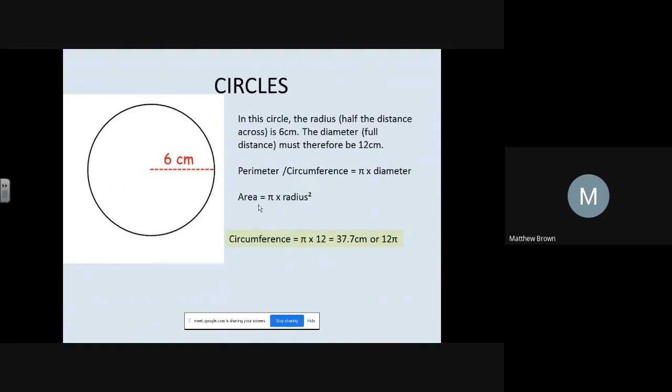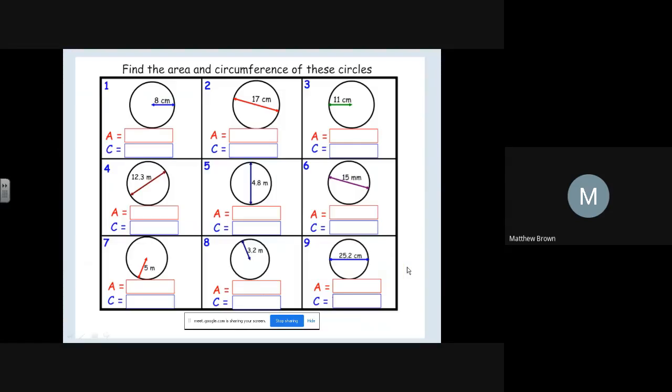Okay, circumference, pi times diameter, pi times 12, 37.7 or 12 pi. Area, pi times 6 squared, 113.1 centimeters squared, or 36 pi in terms of pi. Okay, so if you could find the area and the circumference of these circles, please, guys. We'll come back and check our answers in a second.